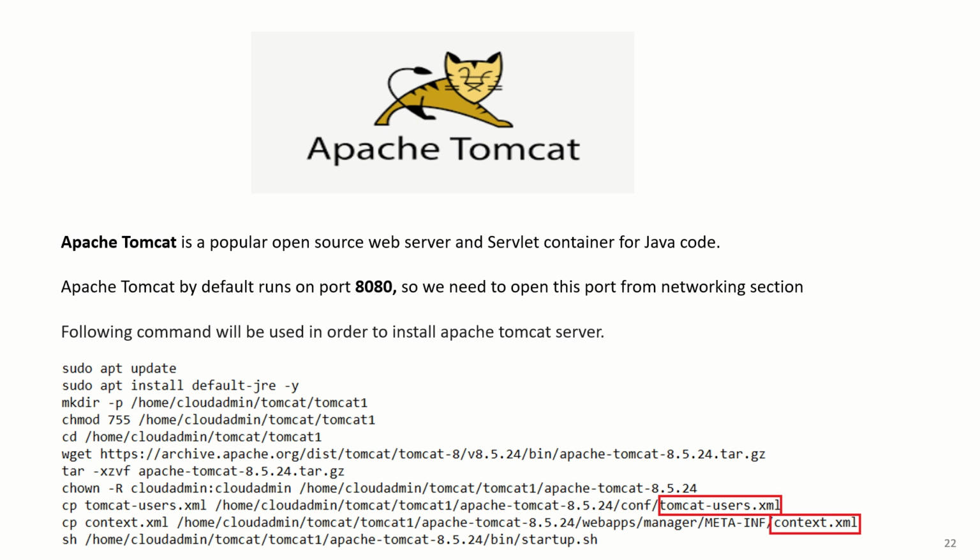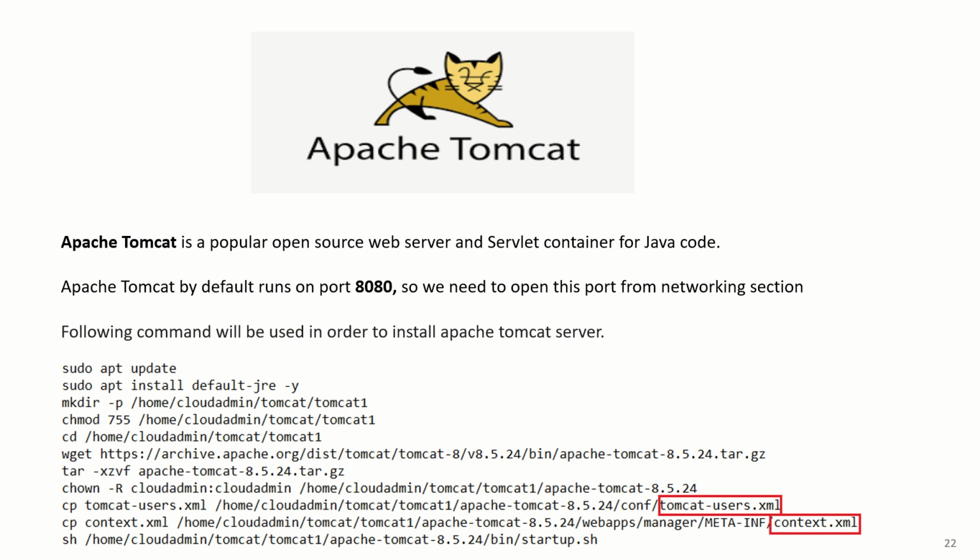After that, we'll install Apache Tomcat. Apache Tomcat is a popular web server and servlet container for Java code. By default, Tomcat runs on port 8080, but Jenkins also runs on port 8080. I'm using a single machine to install all these setups, so I'll modify the port number of Tomcat from 8080 to 8082 so that we can easily access Tomcat and there will be no port conflict between Apache Tomcat and Jenkins.